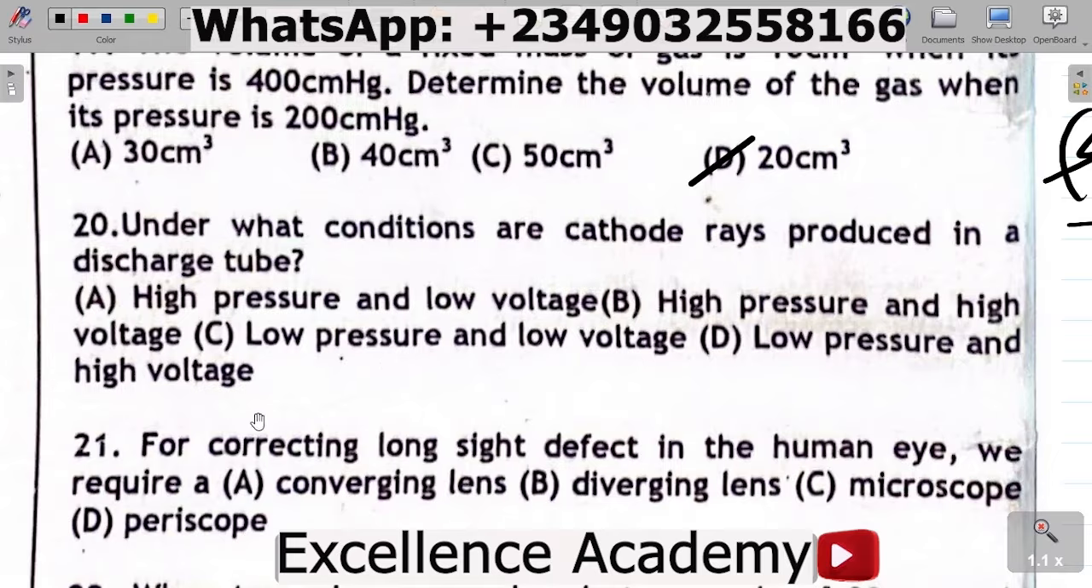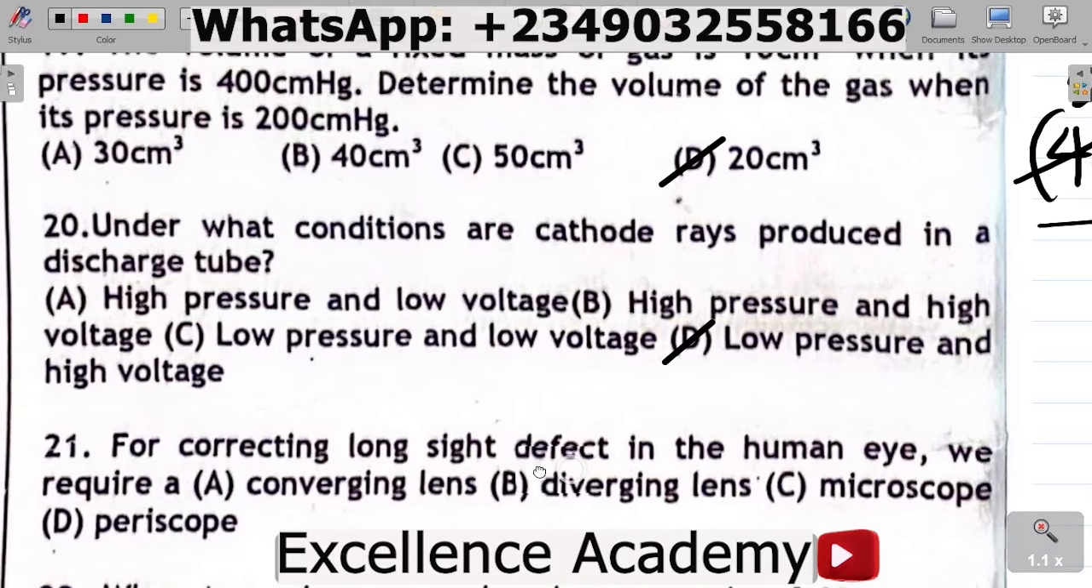For number 20, you want to note that cathode rays are produced in a discharge tube under low pressure and high voltage. And I think this is actually one of the most repeated JAMB questions. So you want to note that the correct option here is that cathode rays are produced in a discharge tube under low pressure and high voltage. So low pressure and high voltage is option D. That's the correct answer.